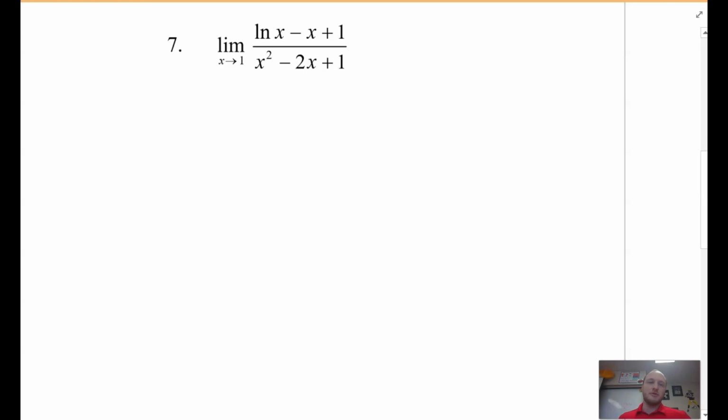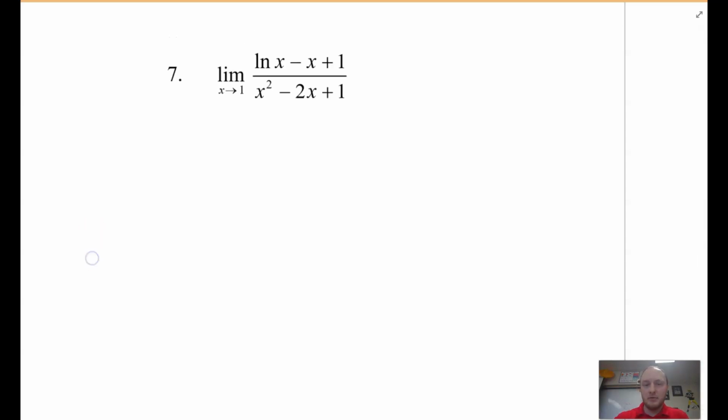All right, example 7. Limit as x approaches 1 of the natural log of x minus x plus 1 over x squared minus 2x plus 1. So we'll plug this in. The natural log of 1 is 0, minus 1 plus 1, so this goes to 0. And in the bottom, if I plug this in, we get 1 minus 2 plus 1, so that goes to 0. Okay, indeterminate.